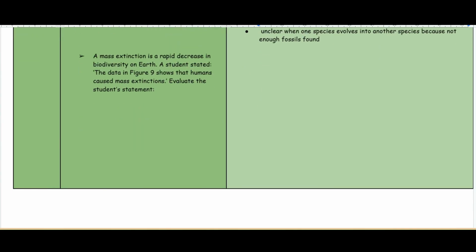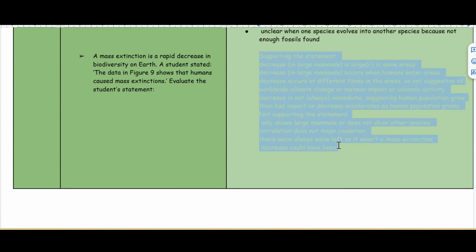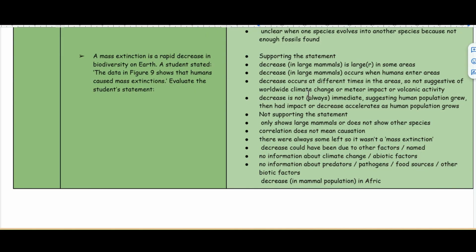The next question. A mass extinction is a rapid decrease in biodiversity on Earth. A student stated, the data in figure 9 shows that humans caused mass extinctions. I know I haven't shown you figure 9 here, but just evaluate the statement. Things you could say, this is a long paragraph, but in support of the statement, there's been a decrease of mammals in some areas. When humans enter areas, the decrease could occur at different times in the area, so it's not suggestive of worldwide climate change.